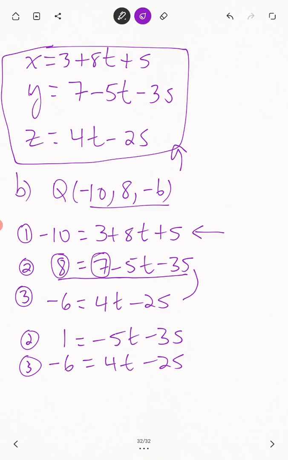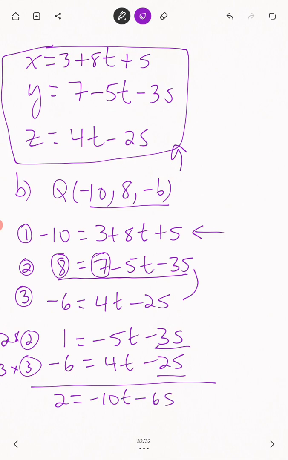So I'm going to multiply equation 2 by 2, which will make this term negative 6s, and therefore I need to multiply equation 3 by 3 to make this term negative 6s. And then I'm going to subtract the equations to eliminate the s terms. So this becomes 2 equals negative 10t, multiplying the first equation by 2, every term. And the second equation, every term by 3, negative 18 equals 12t minus 6s.